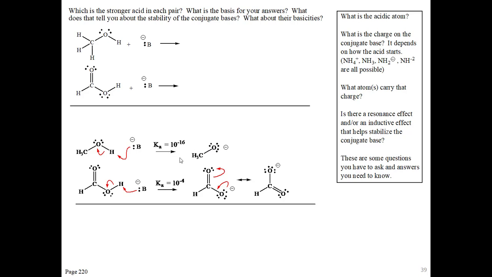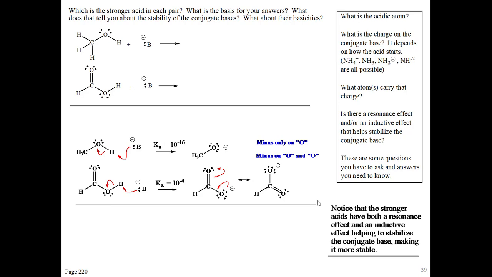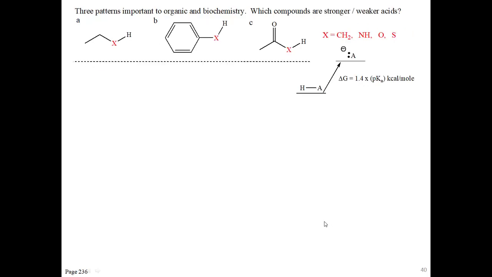But compared to this one where the minus is spread over two oxygens, it's 10 to the minus 4. So much, much more stable here because of resonance, and there is an inductive effect of the adjacent oxygen. Okay, so we have one oxygen, or we have two oxygens carrying the minus. Two oxygens is way better. So we have resonance effects and inductive effects in our explanations here, and that's what you're trying to be able to use in your arguments. Try and figure that out.